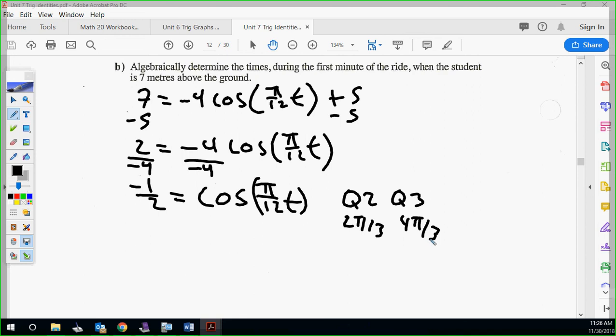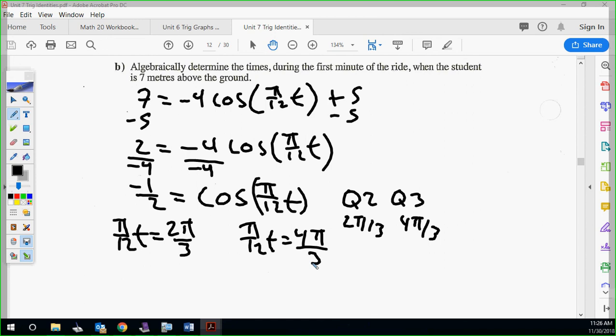Okay, so this is what we do. This is all we have to do. This is the algebra part. It's actually not that bad. We're setting this equal to that. So we're going to go pi over 12 t equals 2 pi over 3, solve for t. Pi over 12 t equals 4 pi over 3. The cool part is the pi's are going to cancel. You guys see that? Pi on both sides, right? These are the two time points for the first turn, which you're going to be at 7 meters.